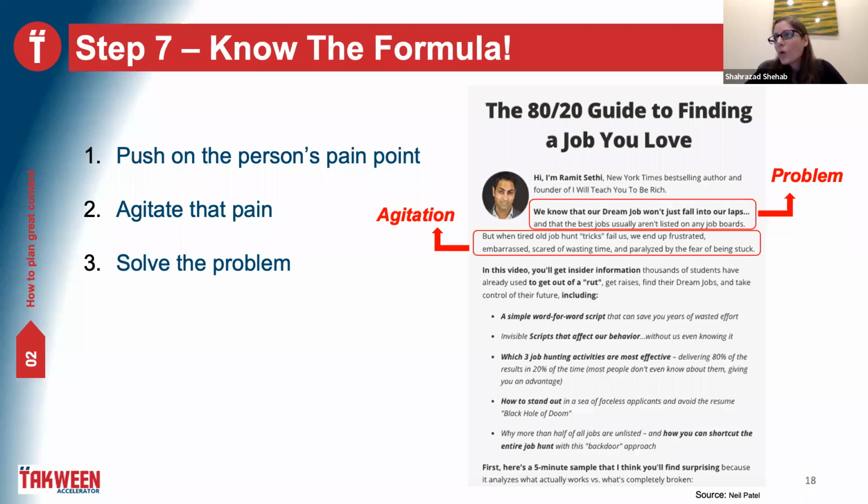But when tired old job hunt tricks fail us, we end up frustrated, embarrassed, scared of wasting time, and paralyzed by the fear of being stuck. This is the agitation. And see how they used words like frustrated, embarrassed, scared, paralyzed, fear to make the problem look bigger. Finally, this is the solution, which is a video, a 5-minute video sample that shows people how they can solve their problem.